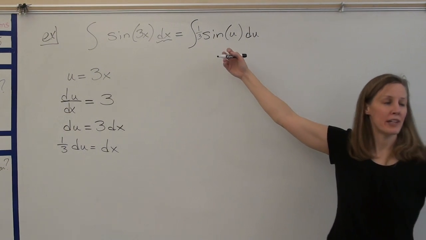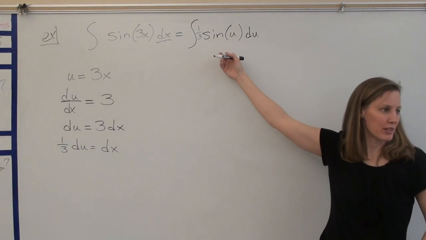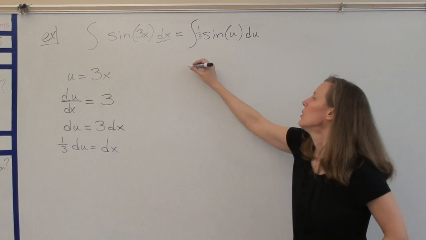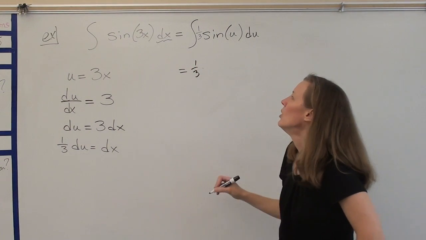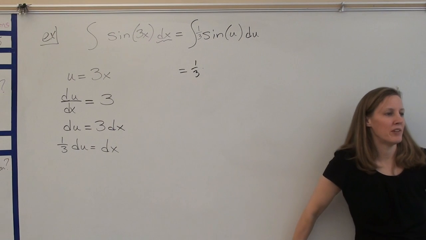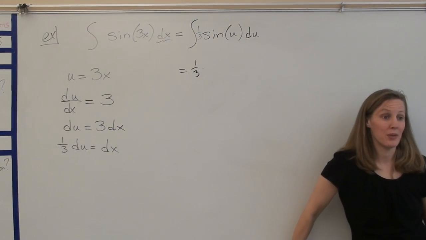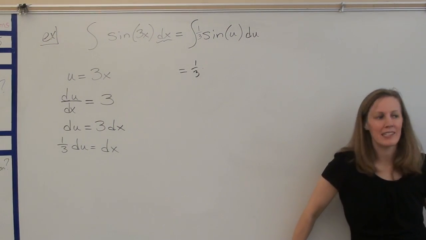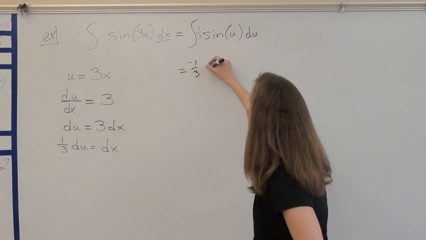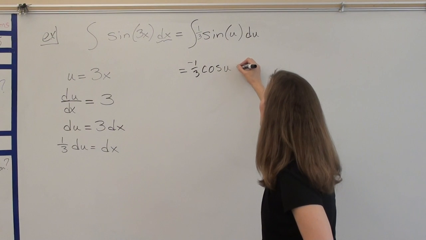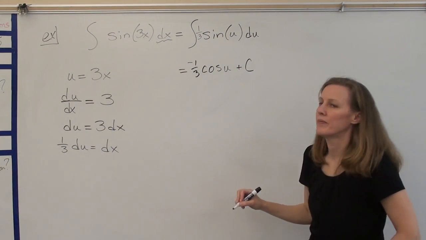Now we can take the integral of this. So this is a function where we look at it, we know the answer, so we have 1/3 times... What is the antiderivative of sine u? Negative cosine. Very good. It's negative cosine u. So we get negative cosine u plus c.